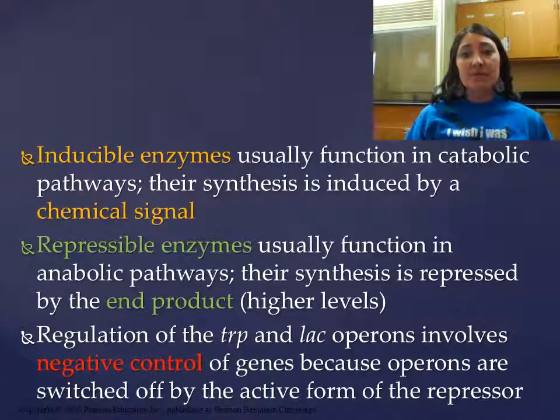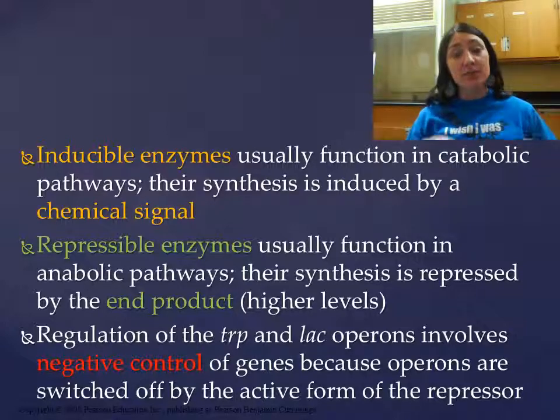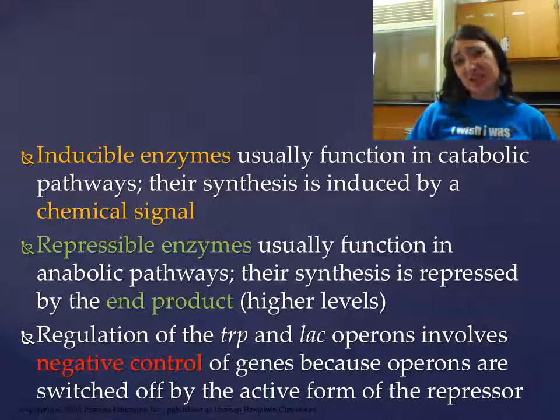Inducible enzymes usually function in catabolic pathways. So this is when you want to break something down. So think about having lactose present. If you have lactose present, you want to make an enzyme that breaks that apart into its monosaccharide. It breaks it down into a smaller molecule. Typically, if you want to make the enzymes on that gene or make that product, you need a chemical signal, such as the presence or absence of lactose.